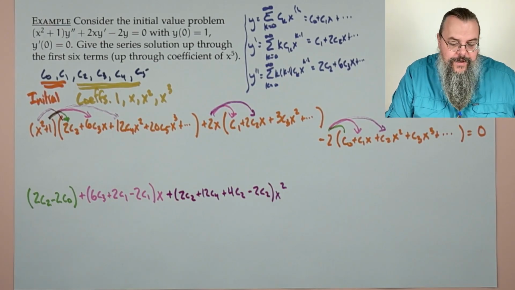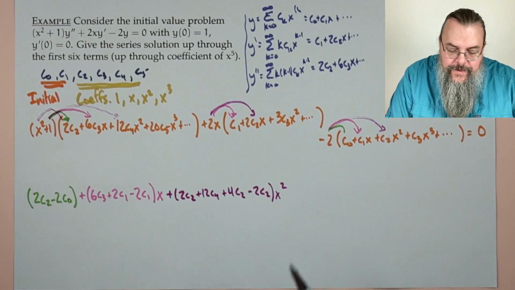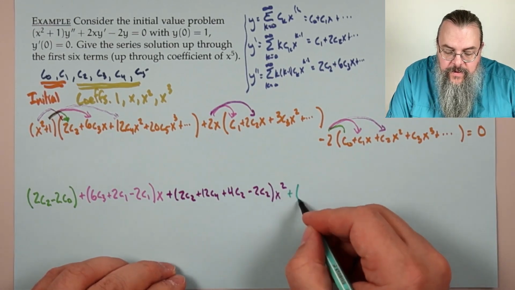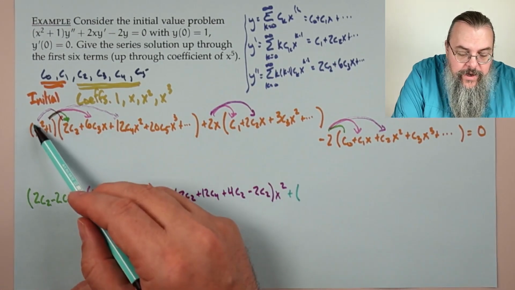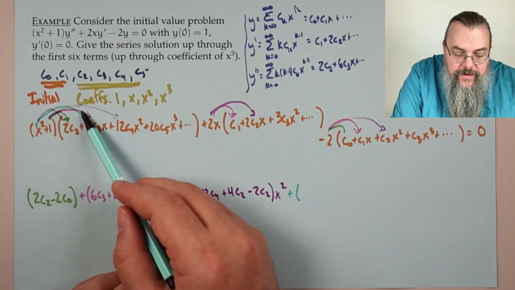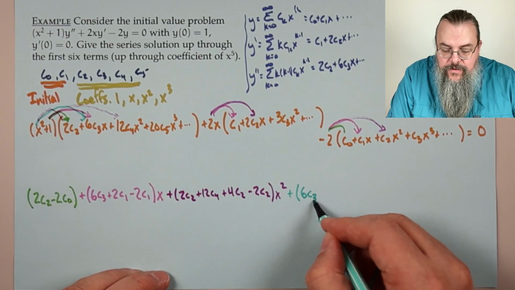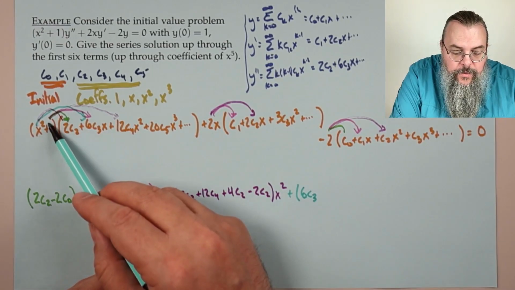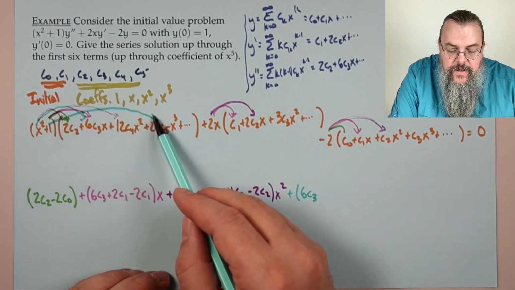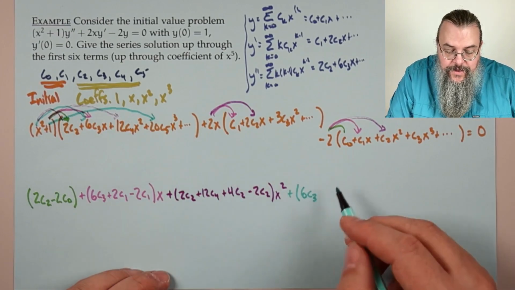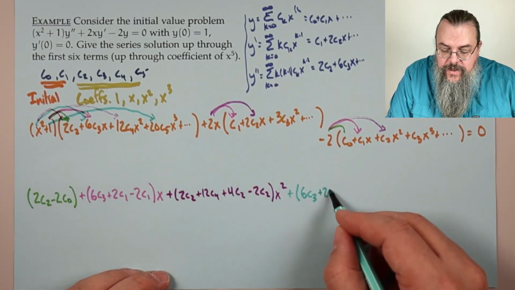Okay, so our last round, we're looking for x cubed. Well, we can do x squared times the x term, so that would get us 6c3. We can also do 1 times x cubed, which would get us 20c5.